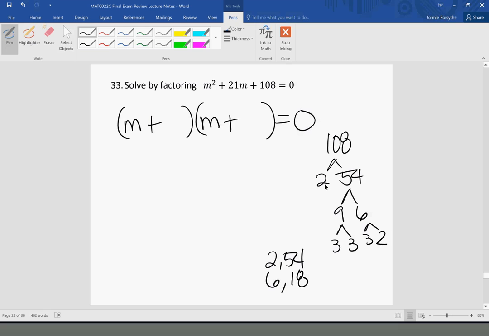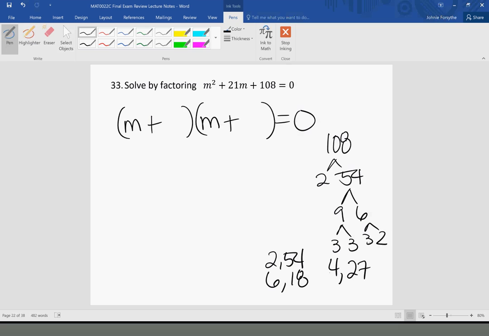What about 2 times 3 is 9, 6 times 3 is 18. Oh, I already did that, sorry. How about 4? 2 times 2 is 4. 3 times 3 is 9 times 3 is 27. That does not add to give me 21.